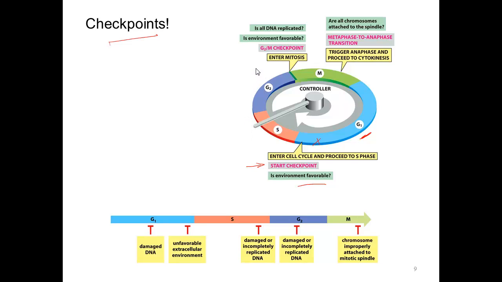But then, in terms of checkpoints, we'll talk about the G2M checkpoint. And this is after synthesis and growth, before we commit to cell division, before we enter into mitosis. You want to make sure that all the DNA is replicated, that any damage has been repaired, any mutations have been repaired, because once the cell divides, there's no going back.